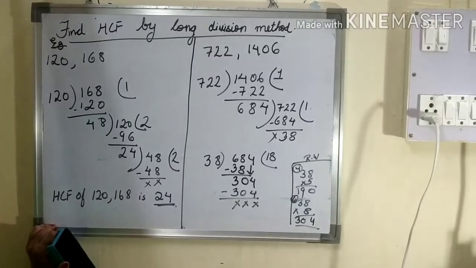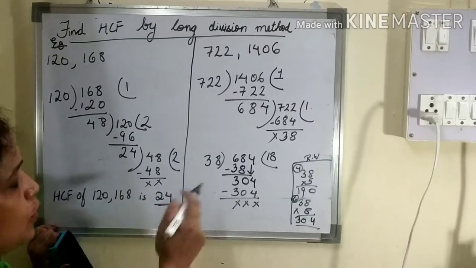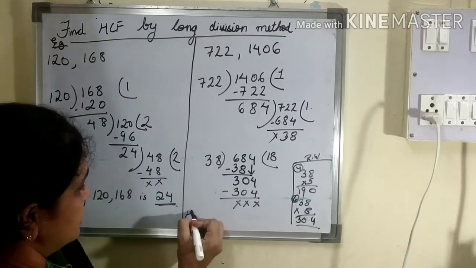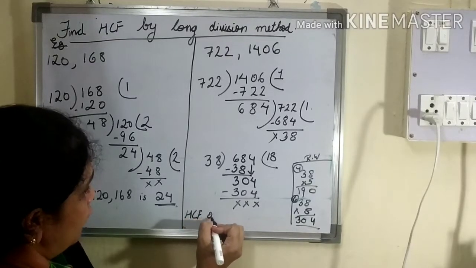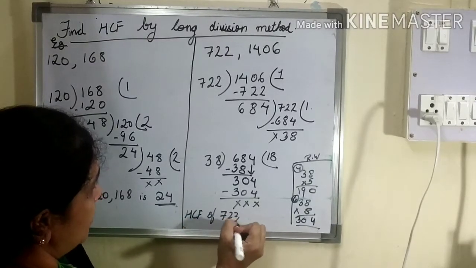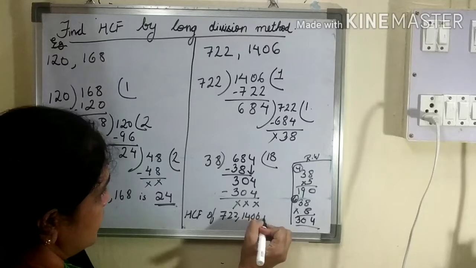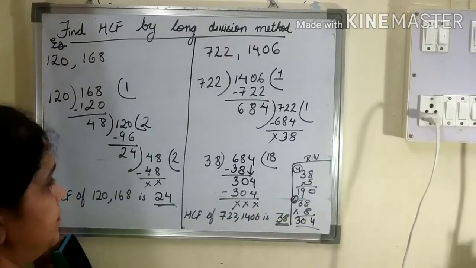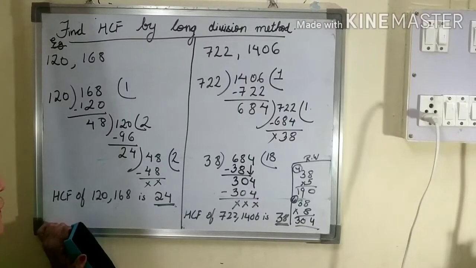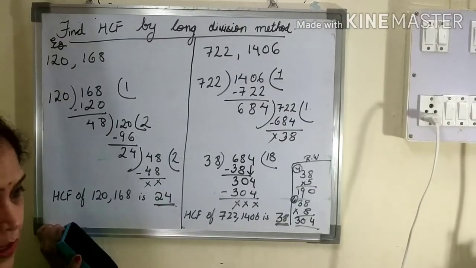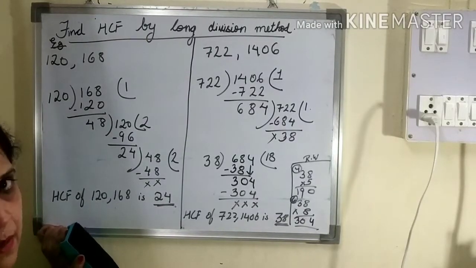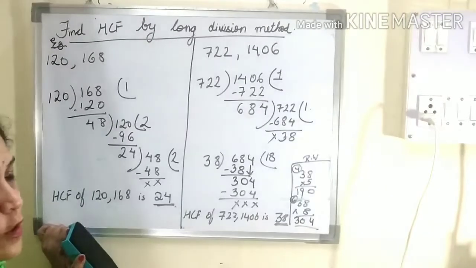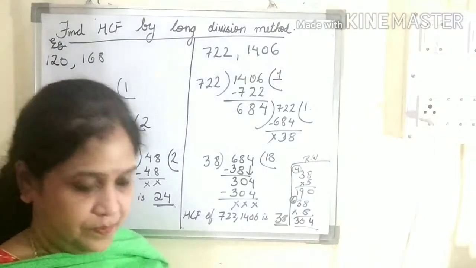Now this completes our division. So the last divisor, that means the HCF of 722 and 1406 is the last divisor, that is 38. Okay. So in this way we are going to solve. Have you understood? Now some sums I am sending as a PDF. Do those sums in your classwork copy.